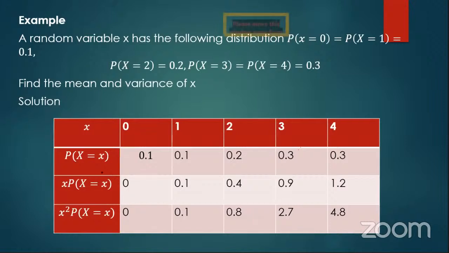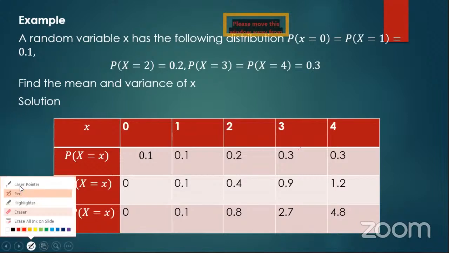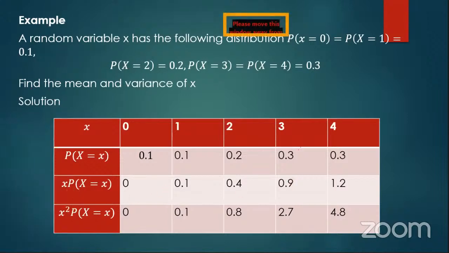So assuming that these other rows and columns were not given, the probability of x equaling 0 and x equaling 1 we are given as 0.1 each. Then the probability of x equaling 2 is 0.2, and the probabilities of x equaling 3 and x equaling 4 are both 0.3. So we can first check whether, when we add these probabilities, they give us 1. Because if they don't give us 1, then it is not a probability density function.